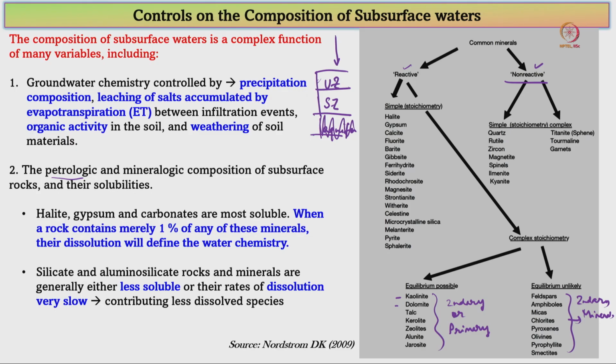Their compositions are very complex. What you will find in their structure can be very difficult to determine. Some of these feldspars can have a lot of impurities, so there can be other metals and ions as impurities in the structure. Therefore, we say that these have a complex stoichiometry. Then the other group is called the simple stoichiometry.